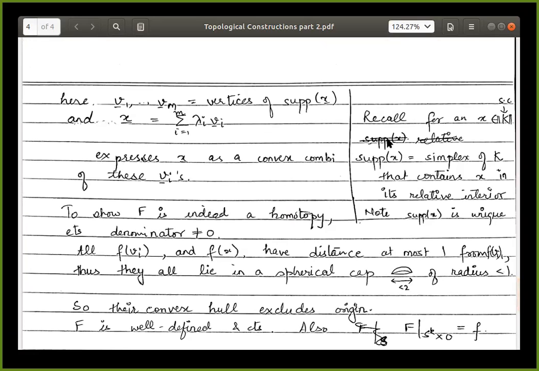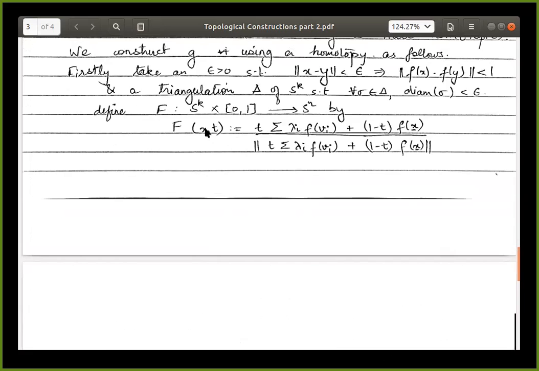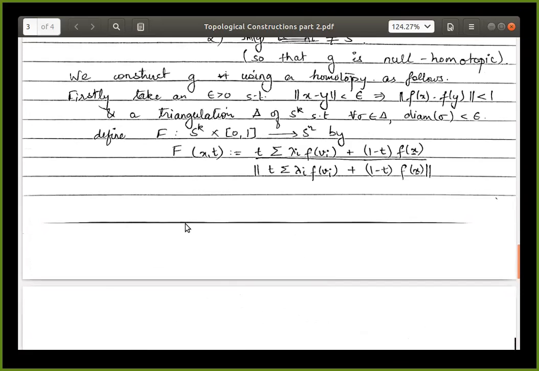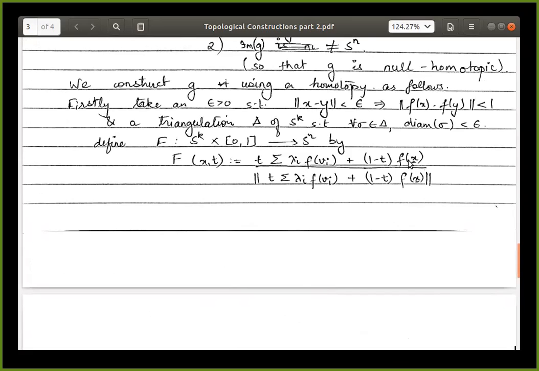And that is going to be the next task now. So the vertices of the support of x are the vertices v1, v2, ..., vm, and we write x as the convex linear combination of these points v_i in this fashion. So with this, now we understand what the map F(x, t) is. It's actually perturbing the function f a little bit, using the support of x and defining the values locally there for f. And that's precisely what we want to do to achieve the function g.